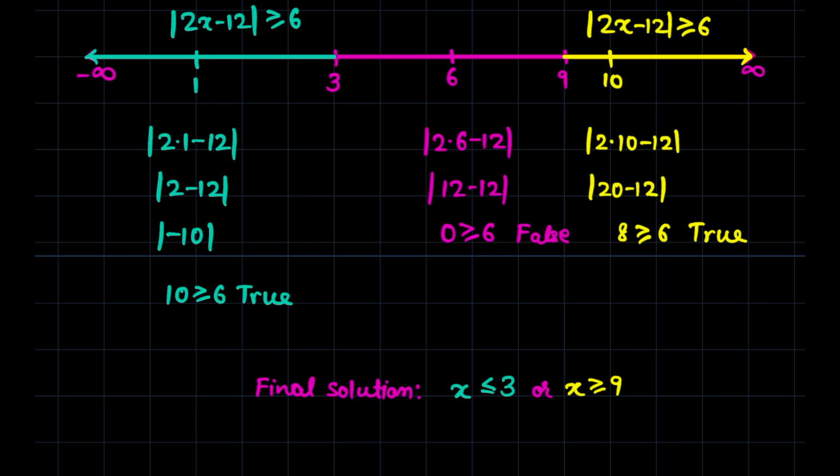And the same solution can also be written in interval form. On the number line, from negative infinity to 3, and since 3 is included, that's why we have used the close parenthesis here. And for or, you will use union sign, then close parenthesis, 9 to infinity.